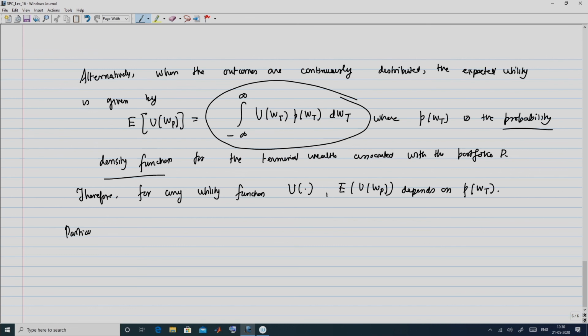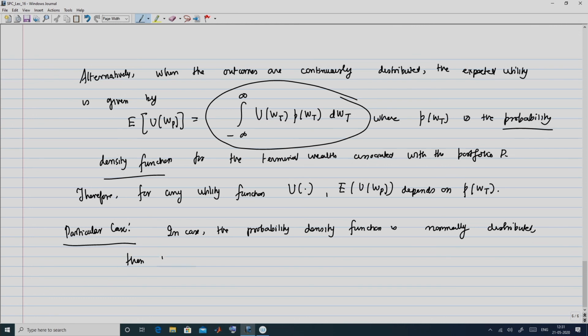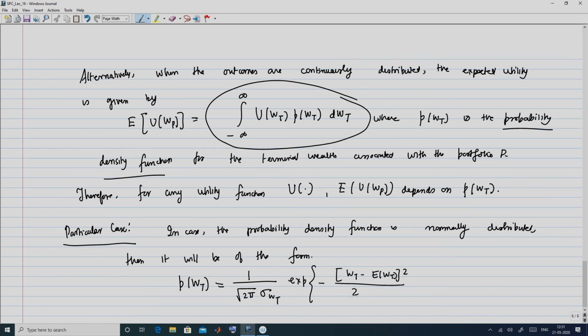So, now let us look at a particular case. So, in case the probability density function is normally distributed, then it will be of the form P of W t. Remember that W t here is a random variable, is equal to 1 over square root of twice pi sigma of W subscript t into exponential of minus of W t minus E of W t square over twice sigma square W t.